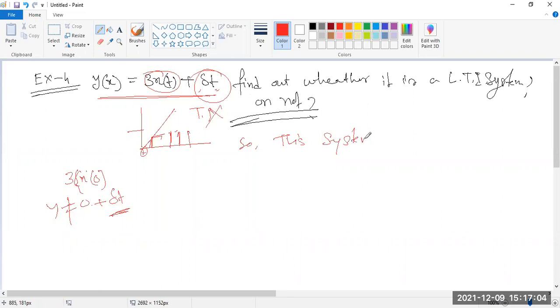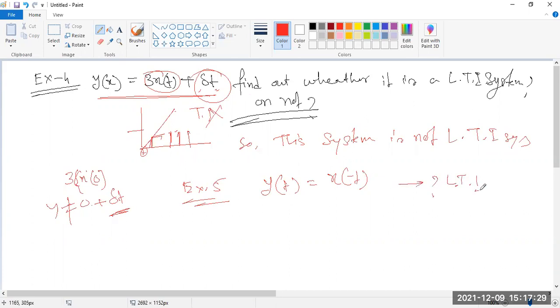So this system is not an LTI system. Okay. Another example, example 5: y of t equal to x of minus t. Is that an LTI system? It is a time variant system, so you can't say this is an LTI system.